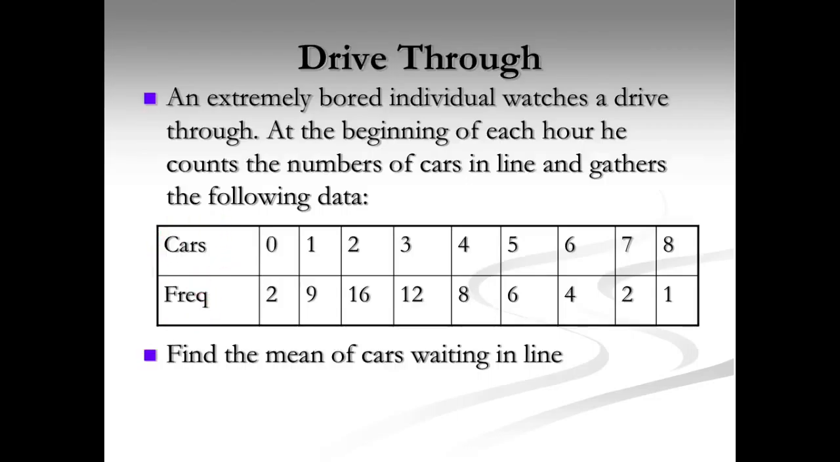To find the mean, we're going to have to combine these two numbers. So if he counted 0 cars twice, that's a total of 0 cars. If he counted 1 car 9 times, that's a total of 9 cars. If he counted 2 cars 16 times, that's a total of 32 cars. So to find the total number of cars, we're going to multiply the amount of cars times how many times he counted. We'll go ahead and look at that on the next slide.